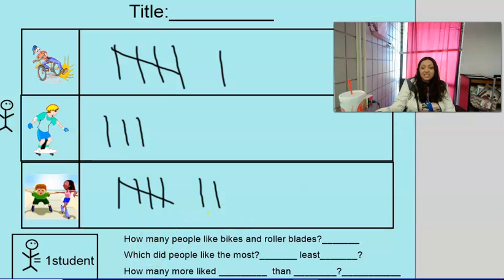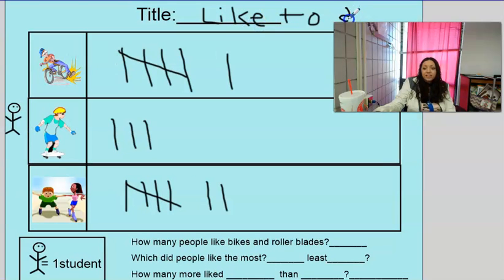All right, guys, let's look at our new graph and see what we can try to figure out, okay? So we've got bikes, we've got skateboards, and then we've got roller skates or roller blades, okay? So what do you think that this graph is about? It's things that people like to do, right? Honestly, if you look very carefully, it could be things that people like to do with wheels. Look, the bike has wheels, the skateboard has wheels, and rollerblades have wheels.